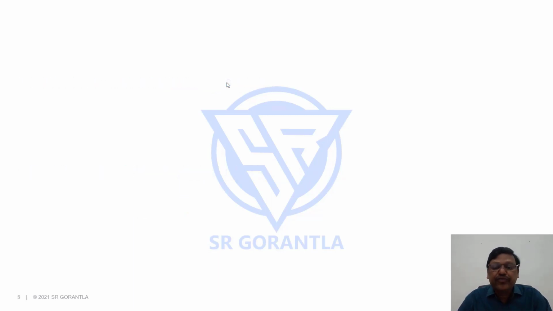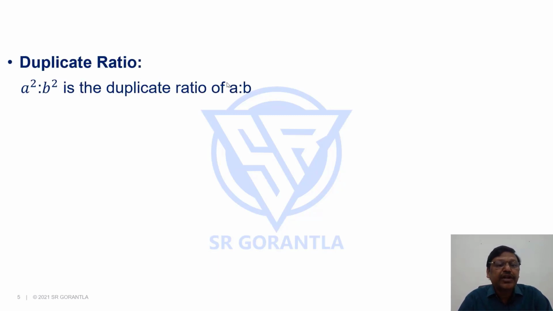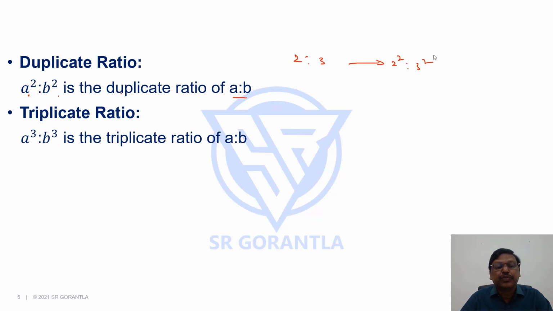Next, there are a few terms that we should be familiar with in ratios. The first one is duplicate ratio. Duplicate ratio is nothing but square. A square is to B square is the duplicate ratio of A is to B. For 2 is to 3, what is its duplicate ratio? It means 2 square is to 3 square. Similarly, triplicate ratio means cube. A cube is to B cube is the triplicate ratio of A is to B. For 2 is to 3, what is the triplicate ratio? 2 cube is to 3 cube.